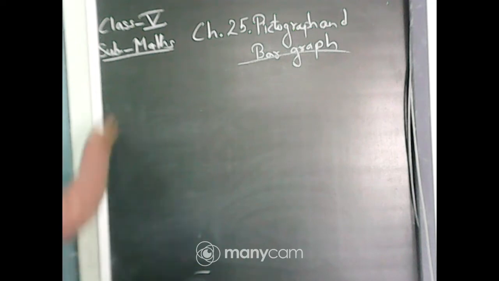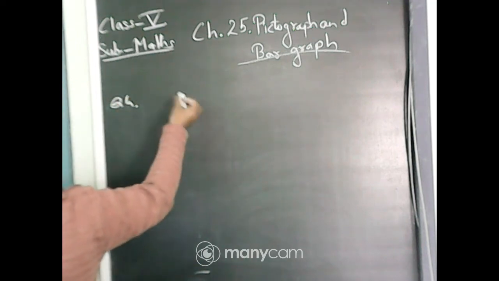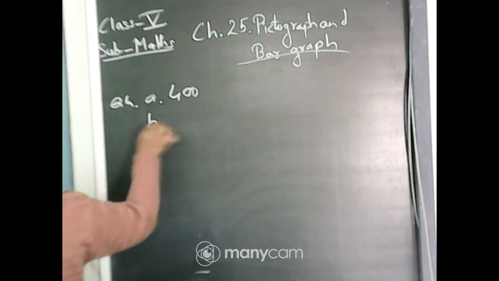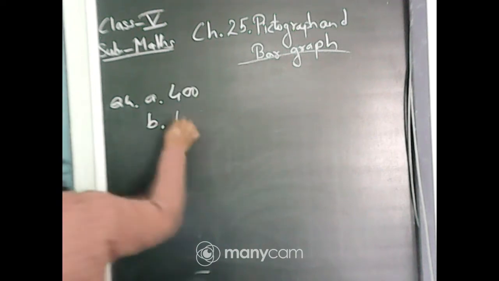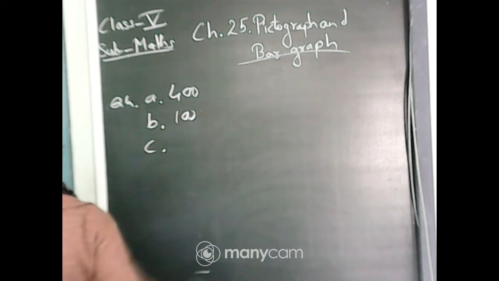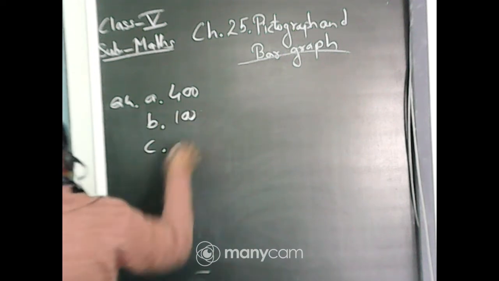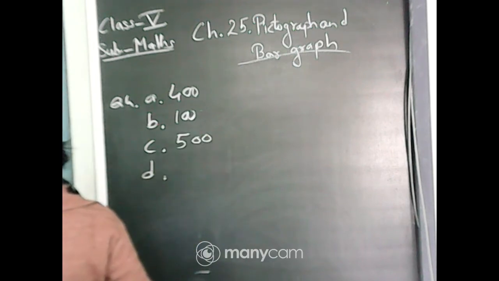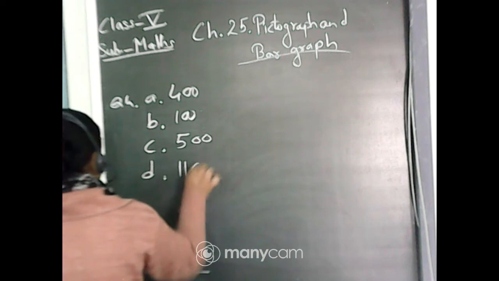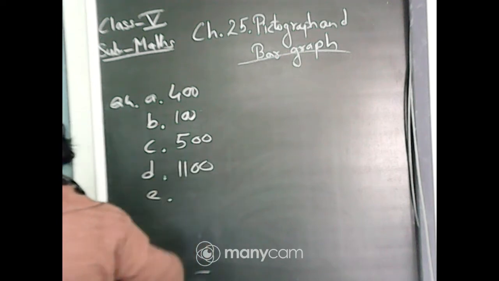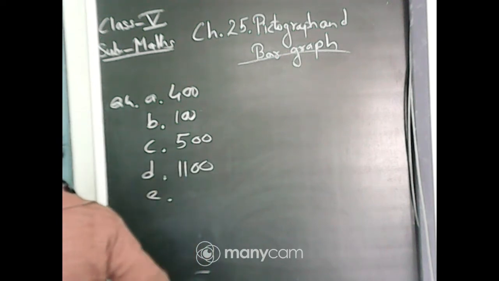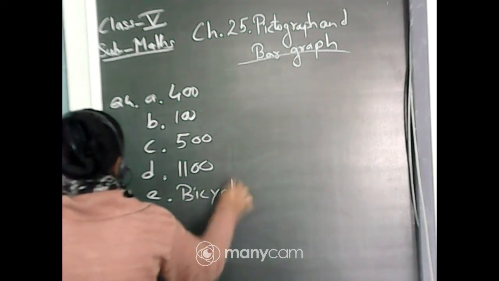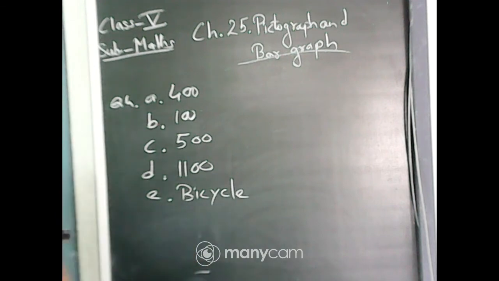See the answers for question number 4. The first answer we have found: by foot there are only 400 students. Then by bus, there are only 100 students. Number C, those who are coming by bicycle, they are 500 students. Number D, how many students total? It is 1100 total number of students. And number E, the maximum students taking which mode? It is the bicycle. That means maximum students are coming by bicycle to school.